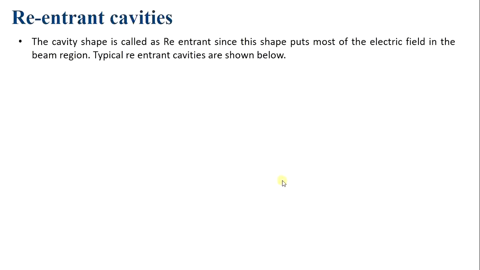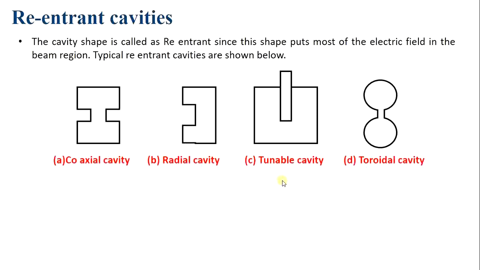Typical re-entrant cavities are shown below. This first cavity is the coaxial cavity. The second one is the radial cavity. The third one is a tunable cavity, and this we have seen, which is the toroidal cavity.